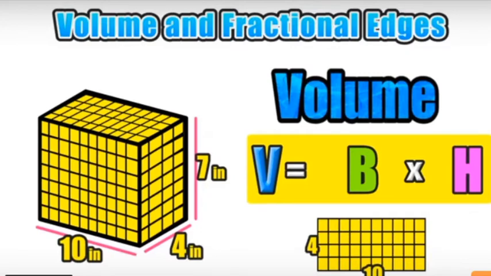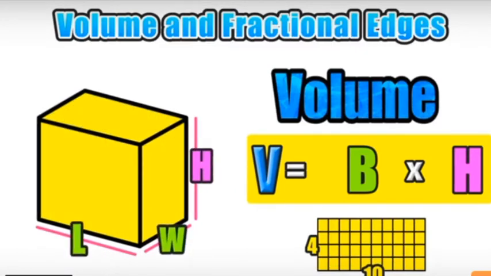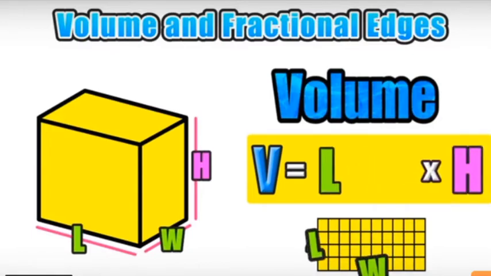And thinking about volume in this way should help us to better understand the more familiar formula defining the volume of a rectangular prism, which is length times width times height. So in this case, that letter B, that base, represents the length times the width. So now moving forward, understand that you can use either formula for determining the volume of a rectangular prism.